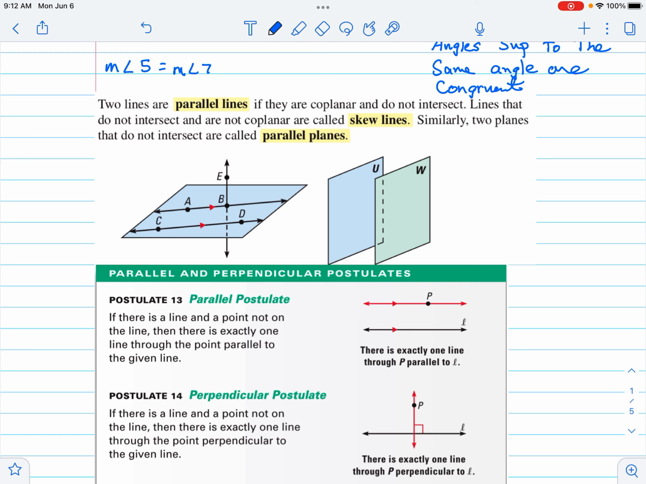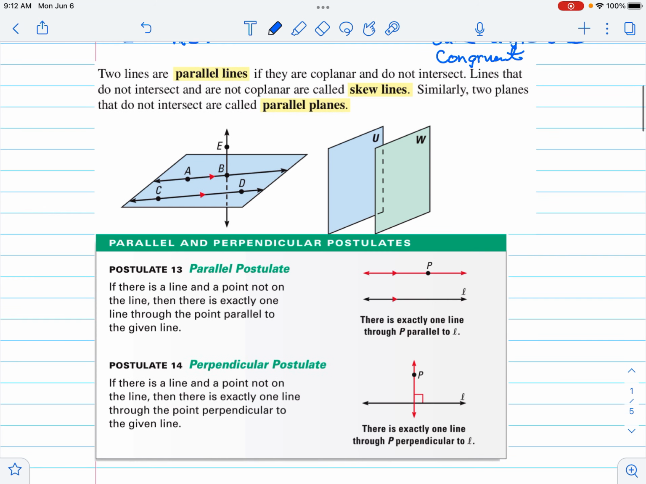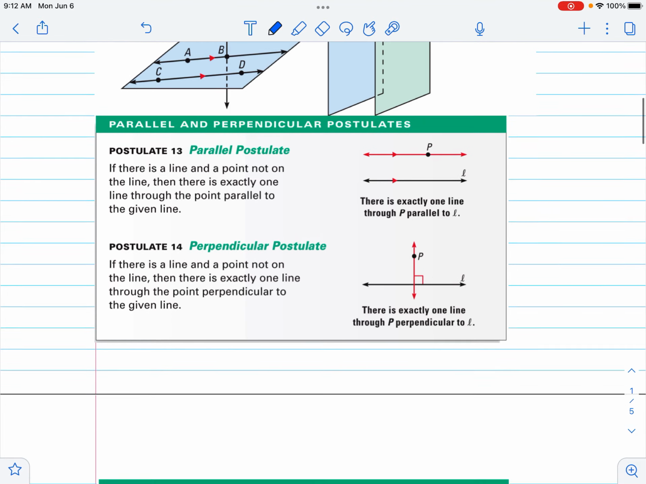Okay. Now, just some terminology here. We talk about two lines being parallel if they are on the same plane and do not intersect. So that's the way we're going to think of parallel lines. Lines that do not intersect and are not on the same plane are called skew lines. Okay? Two planes that do not intersect are called parallel planes. And I put a little diagram here for you, or a little picture.